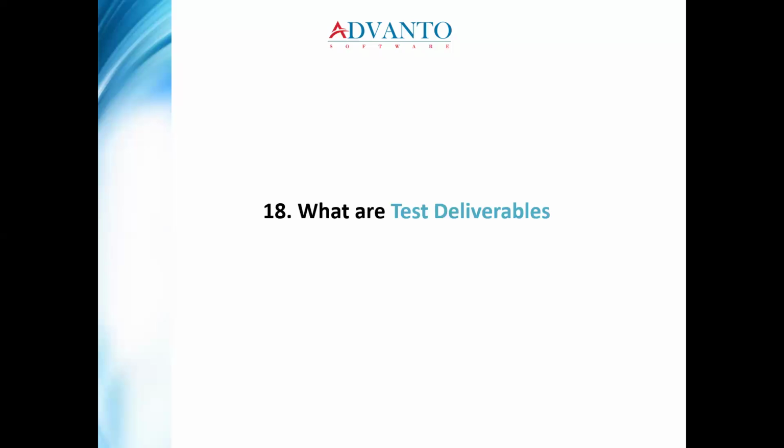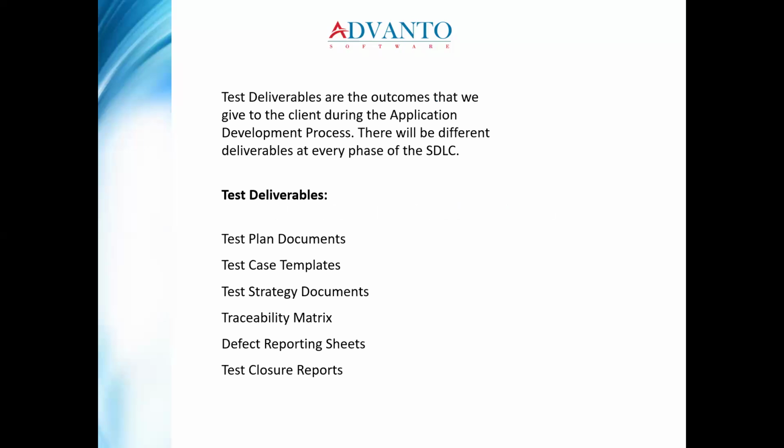The next question, what are test deliverables? Test deliverables are outcomes that we give the client during the application development process. There will be different deliverables at every phase of the SDLC, in which test plan documents, test case templates, test strategy documents, traceability matrix, defect reporting sheets, test closure reports.